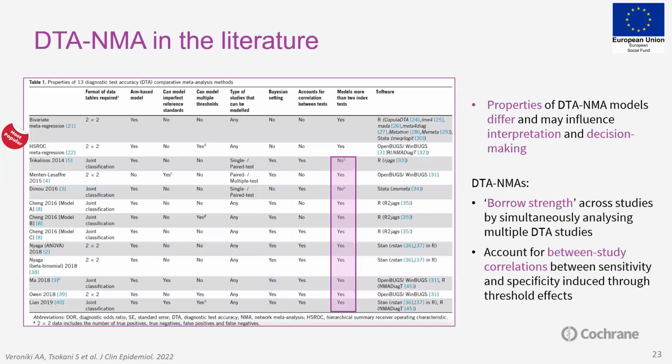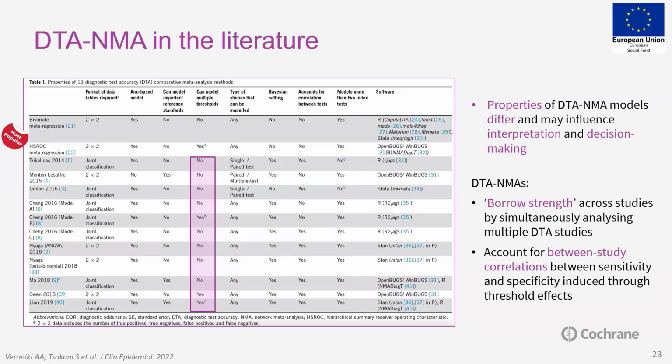Then all but 1 model were developed in a Bayesian setting, and only 3 can handle imperfect reference standards. In terms of multiple thresholds, all but 1, that is the model developed by Owen et al., only this model can handle multiple thresholds per se, which means that it doesn't account only for the threshold effects, but through this model, we can obtain different estimates at the various thresholds included.